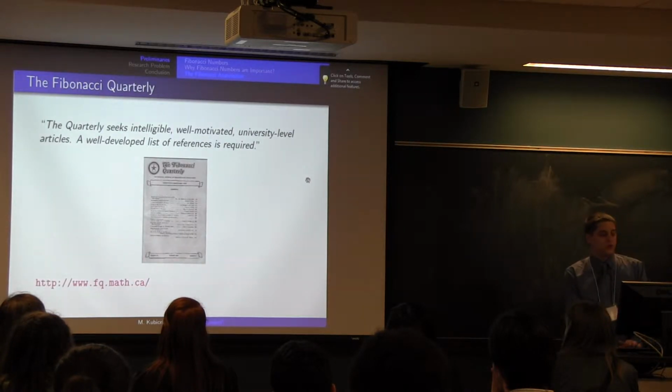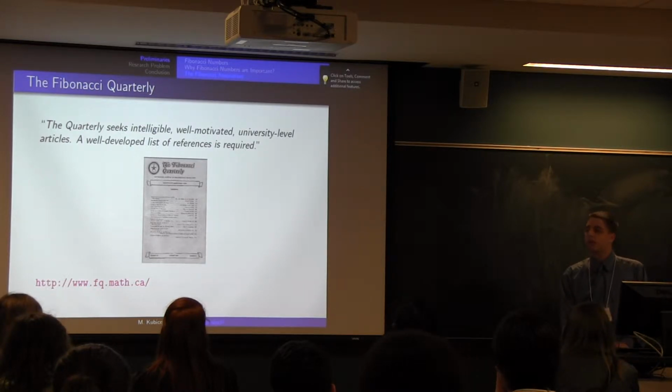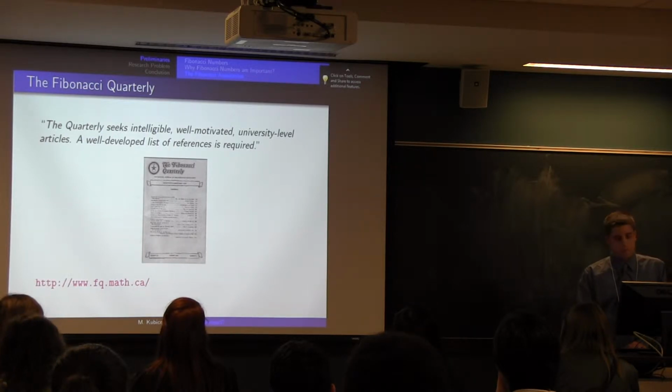Then the Fibonacci Association created the Fibonacci Quarterly, which is where mathematicians and professionals can submit ideas and problems. Undergrads can also solve these, not just professionals and mathematicians. And they also want to make sure there is a well-developed list of references.